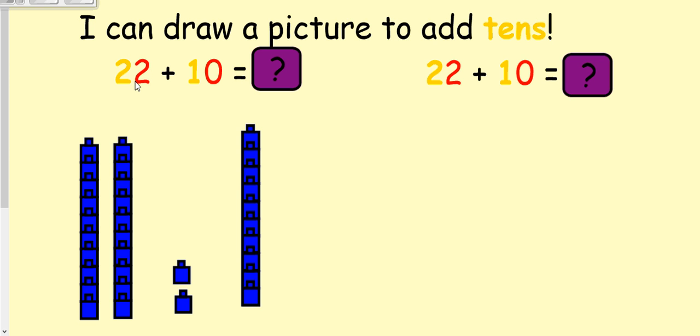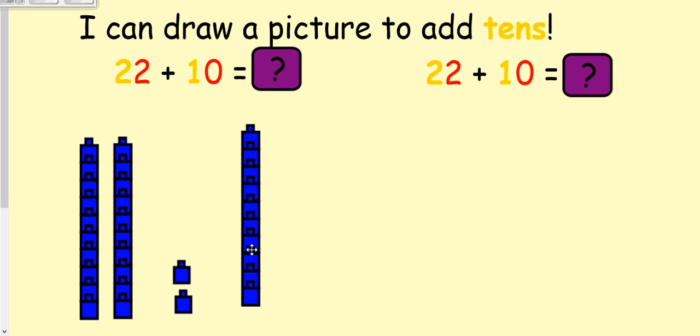Our first part is 22. 22 has two tens, so I have two 10 sticks and two ones. I have two ones. Put together with 10. 10 has one 10, so I have one 10 stick, and it has 0 ones, so I did not put any ones. We know plus means put together.